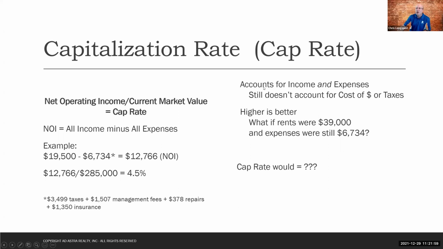So if we go to income and expenses there, but what if the rent was 39,000? Again, I'm only doing this as an extreme example, just to kind of show you higher is better. If the rent were 39,000, what would your cap rate be? Figure that out for me. It's your NOI divided by market value. Did everybody come up with about 11.3%?